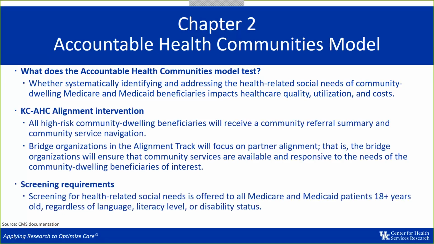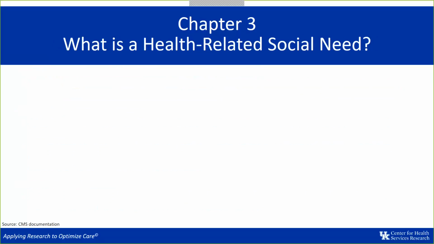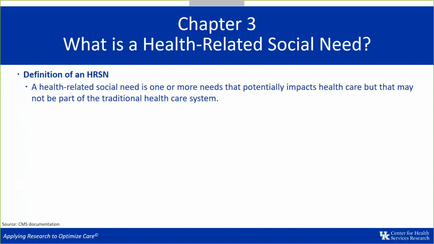Screening for health-related social needs is offered to all Medicare and Medicaid patients 18 years and older, regardless of language, literacy level, or disability status. Let's discuss what exactly a health-related social need is. The definition of an HRSN is one or more needs that potentially impacts healthcare but may not be part of the traditional healthcare system.